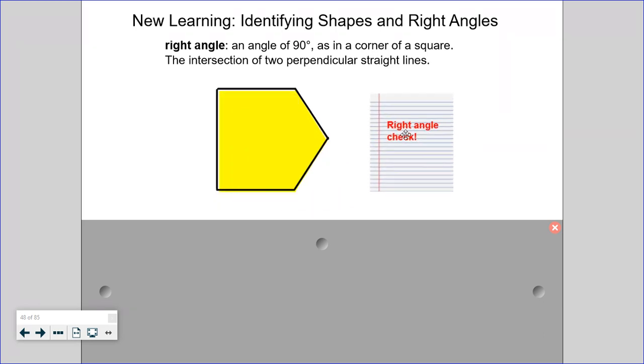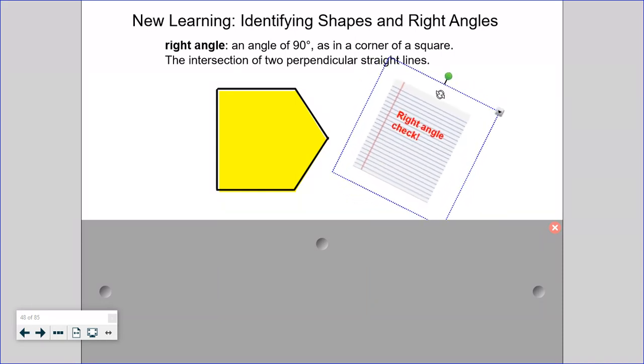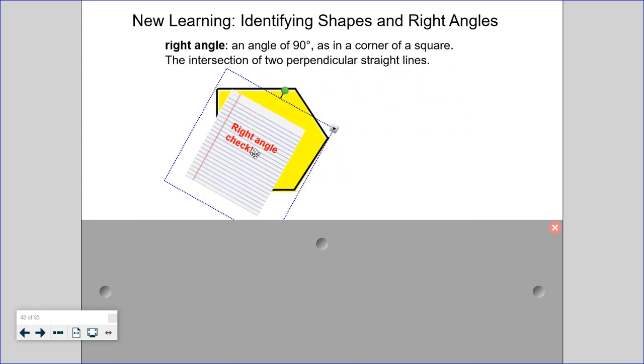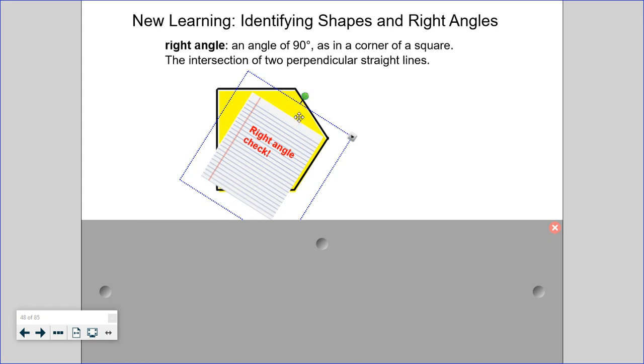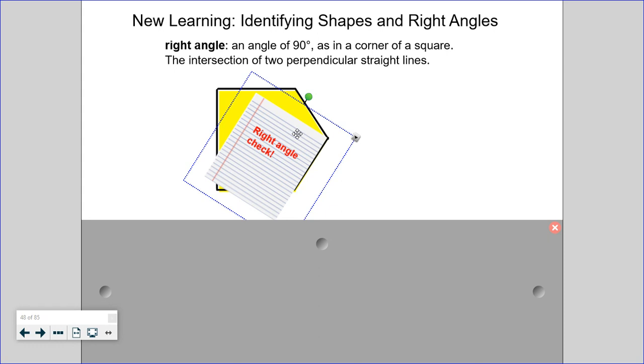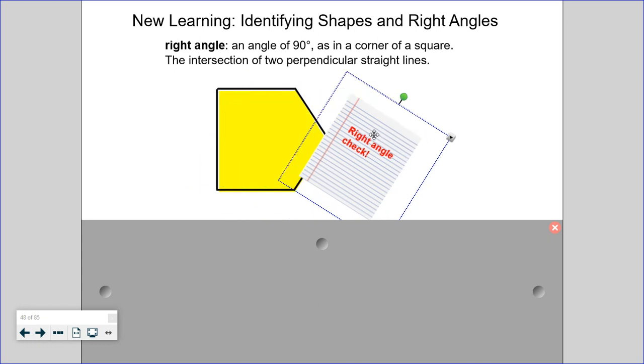Now this is going to be tricky because I need to rotate the paper so I can fit the corner in here. Let's see if I can do that. Might have to adjust it a little bit. Let's see. Yep, I'm going to adjust this just like this. In real life, it's much easier to move the paper. Okay, so this angle right here, does it match the angle of the paper? No, it does not. This angle is a little bigger than a right angle.